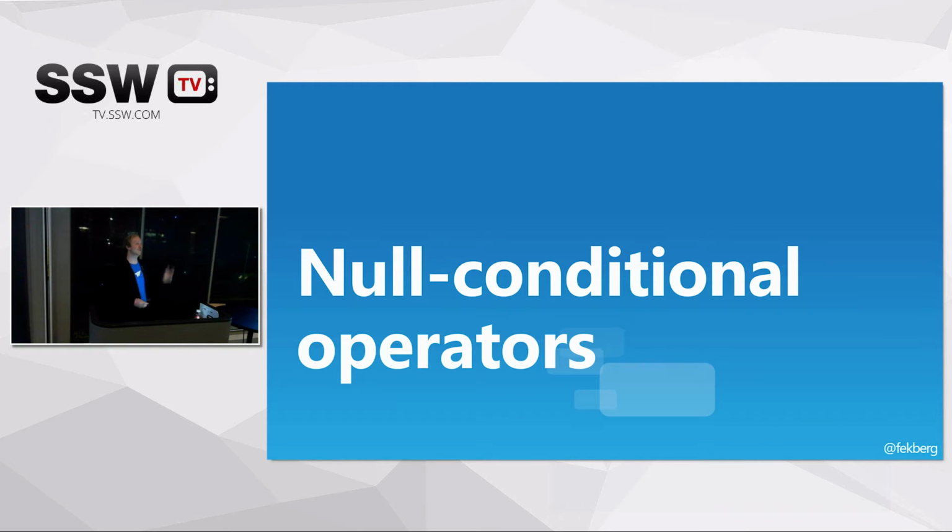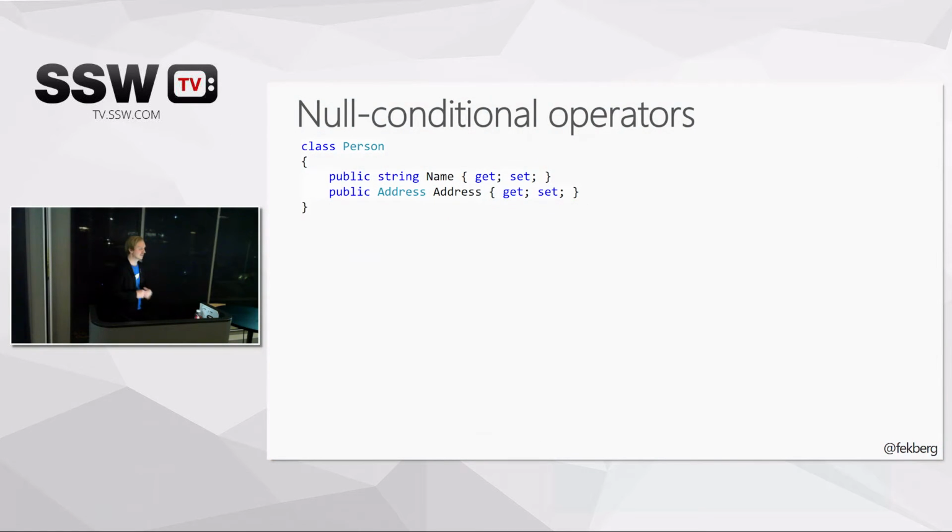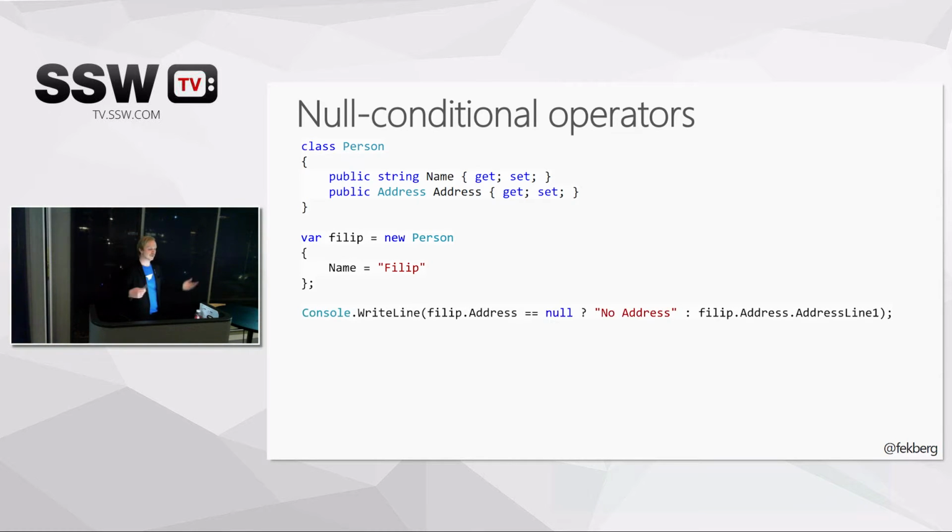So the idea of introducing null conditional operators is to make it easier for us to determine if something is null or not. Let's take a look at this class. I have my person class, which introduces another class called address. If I initialize this person, called Filip, and I don't set the address, then if we do something like this, it's going to say the address is in fact null, so we print no address. But if I initialize the address property, we can go ahead and get the address line 1.